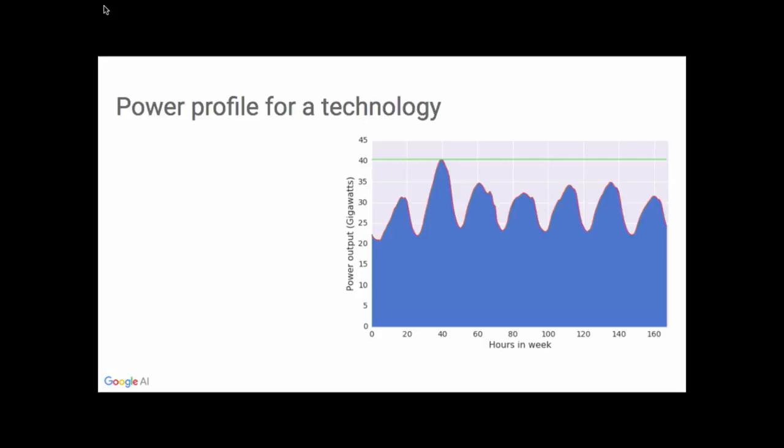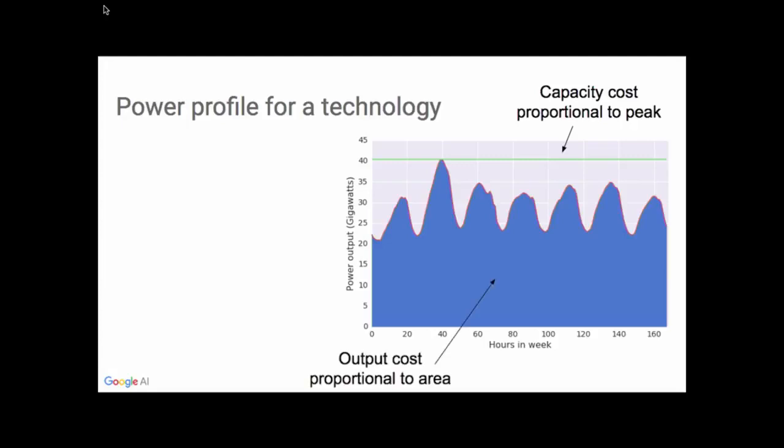You can't generate more electricity than the capacity of the plant, and the capacity cost is proportional to how high that green line is, or the peak. The output cost is proportional to the area, the blue, the integrated area under the curve. And so you get these two different costs, one that's proportional to the peak and the other one's proportional to the area.